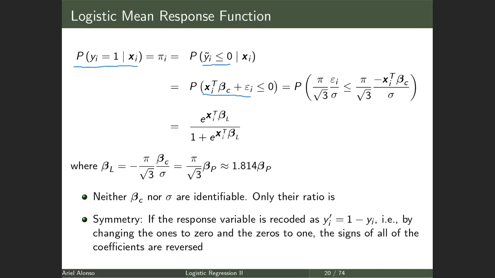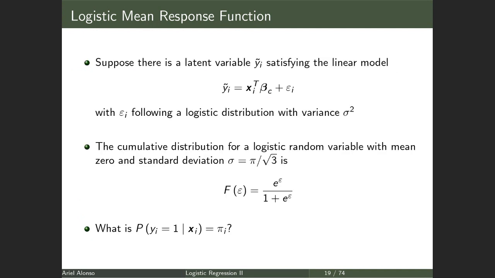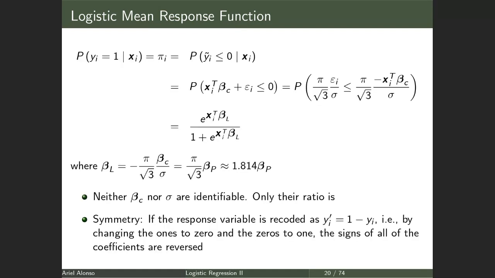And now we are going to do the same thing. We are going to pass this to the right side, and we are going to rescale the epsilon to get something with standard deviation pi divided by the square root of 3. Now we want to get this variance to be able to use this cumulative distribution. So the only thing you do is you pass this to the right, and then you divide the epsilon by sigma to get variance 1, and then you multiply it by pi divided by the square root of 3 to get the right variance. Once you get that, then the probability that this is equal to 1, which is what you're trying to answer, is equal to the probability that this element is smaller than this.